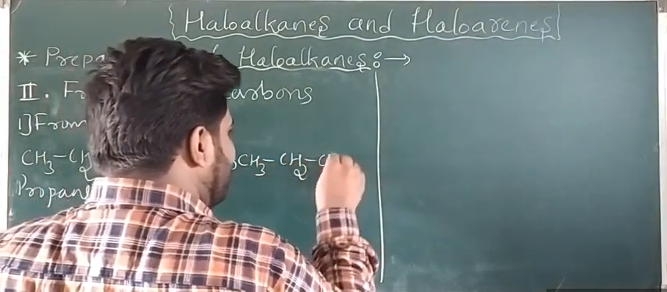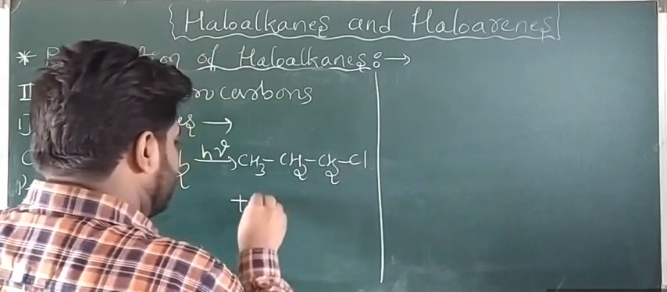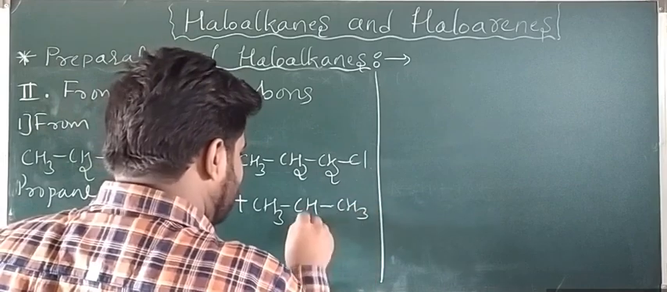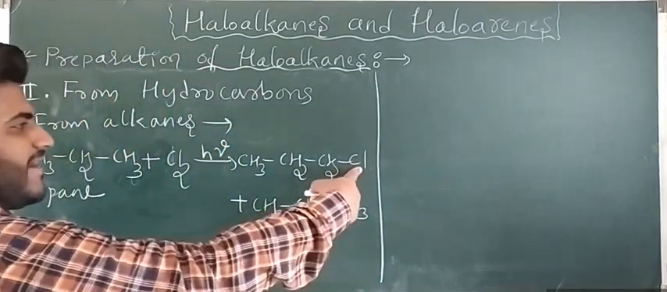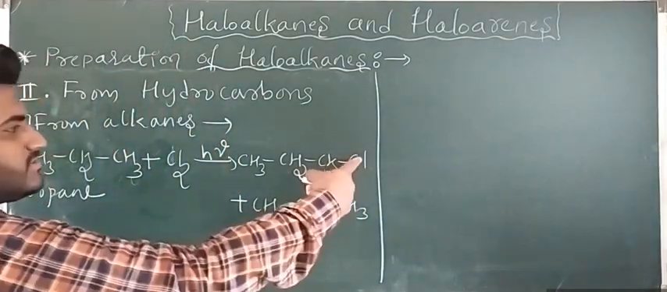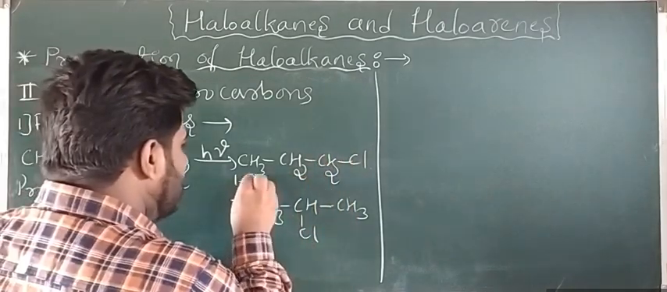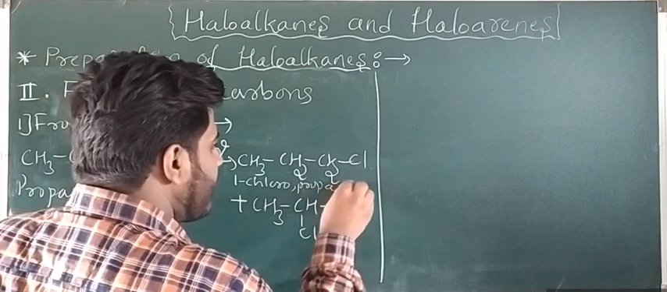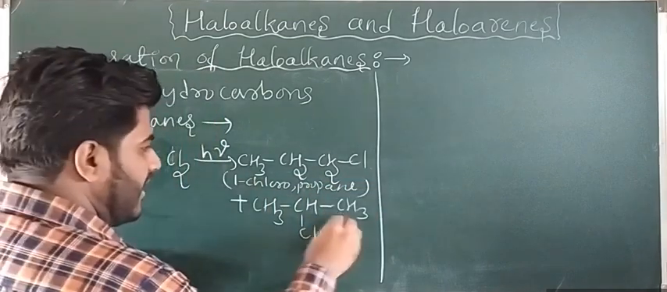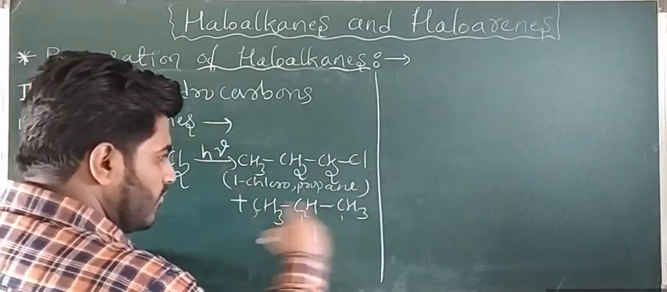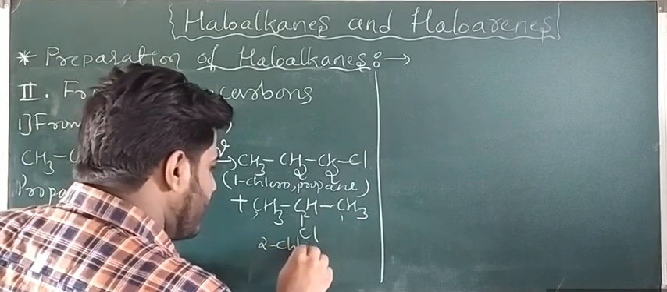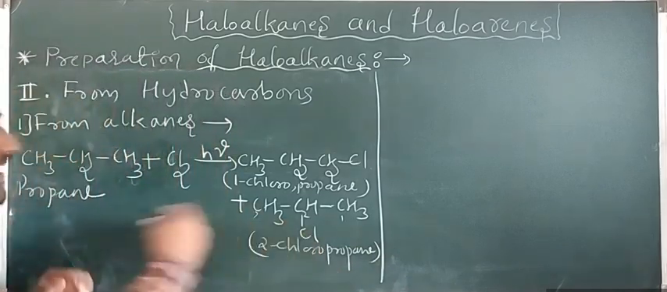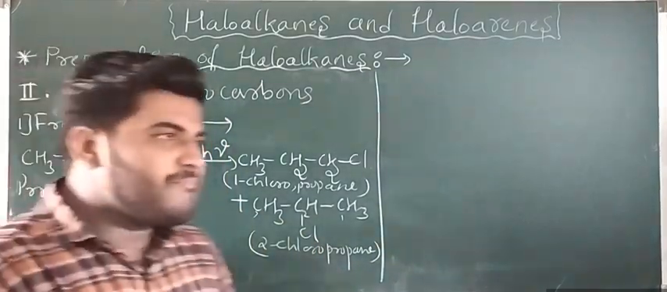This one is the first product. The second one is CH3CHClCH3, with Cl here. So the chlorine may be added here. The name of this one is 1-chloropropane. The name of this one, look here, 1, 2, 3, is 2-chloropropane. So this one is 2-chloropropane. I hope you understood. So this one is from alkanes.